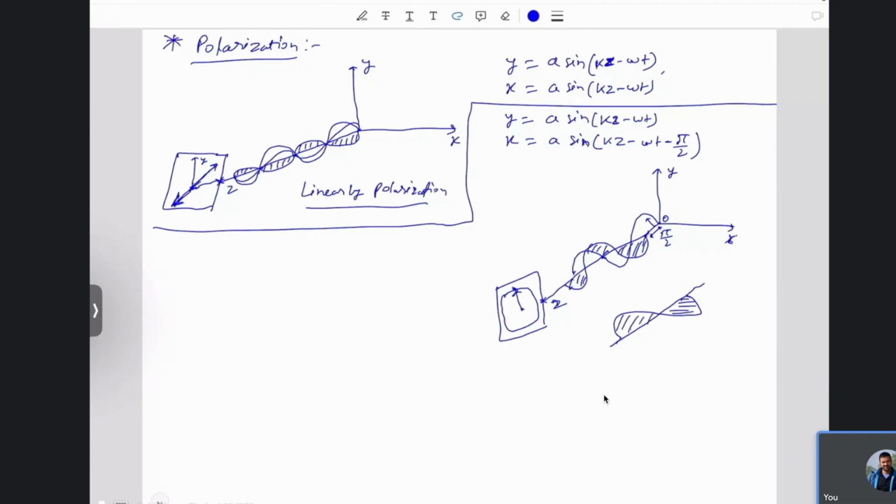Sorry, this is the x-plane wave confined to the zx plane, and then you have the wave confined to the yz plane, okay.